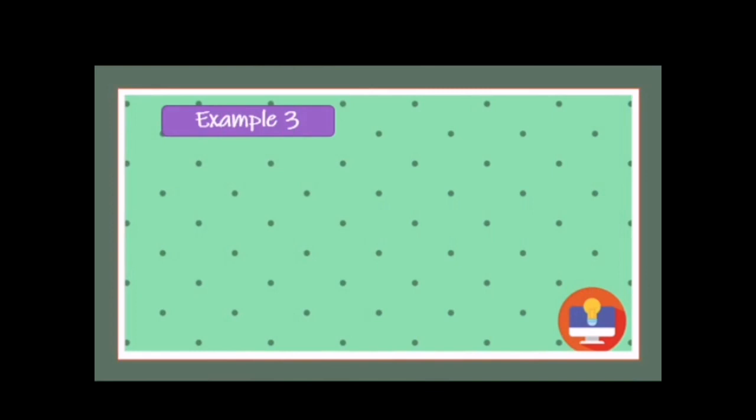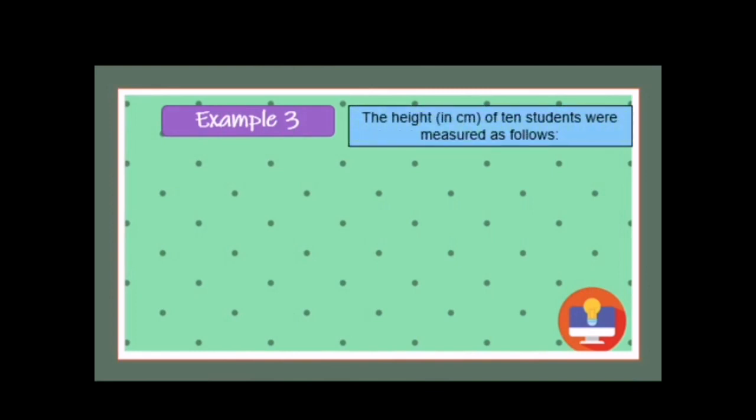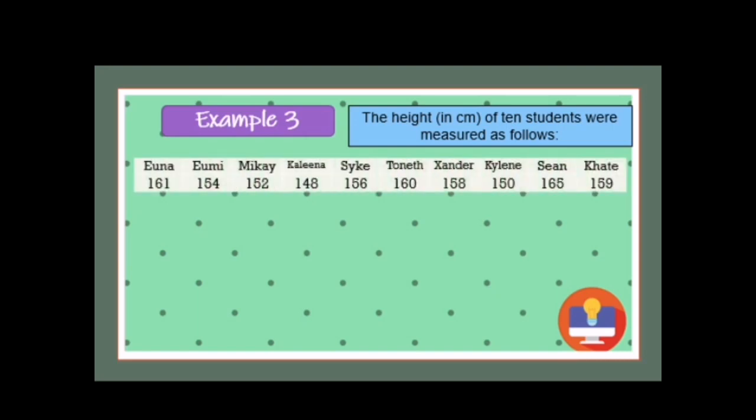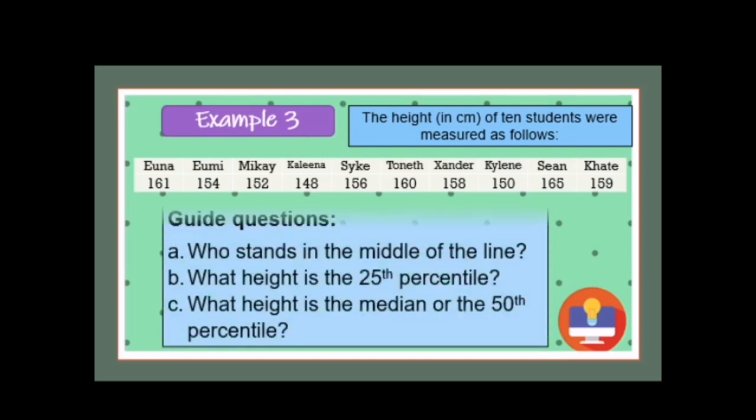Now, example number 3. The heights in centimeters of 10 students were measured as follows. We have Yuna, Yumi, Mikay, Kalina, Saik, Tonette, Sander, Kailin, Shan, and Kate. The guide questions: letter A, who stands in the middle of the line? Letter B, what height is the 25th percentile? And letter C, what height is the median or the 50th percentile?